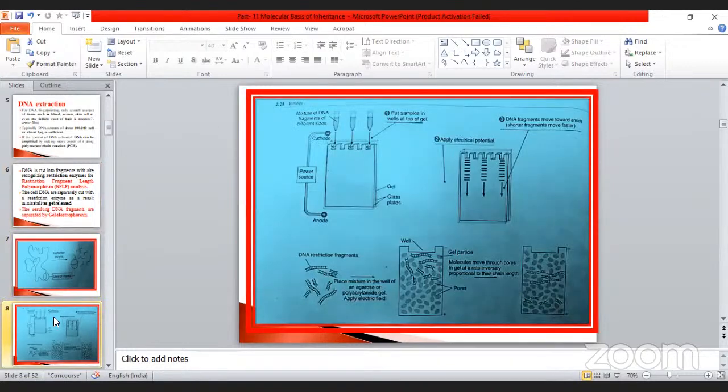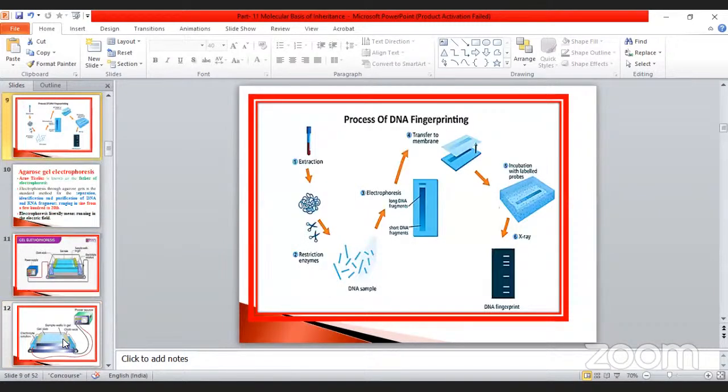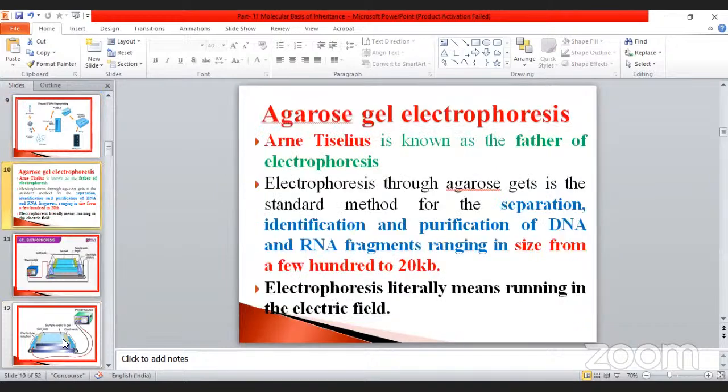Okay, they were used. After that, what happened? In the electric field, what happened? They migrate towards the pole. How will it be loaded? How will it migrate towards the pole? Already we know a little about that. So as a result, we will obtain the band-like structures, isn't it? After the bands are obtained, what happened now? The staining process is also done.